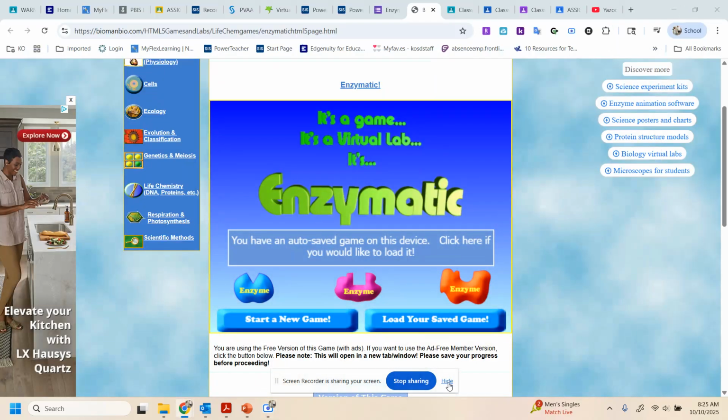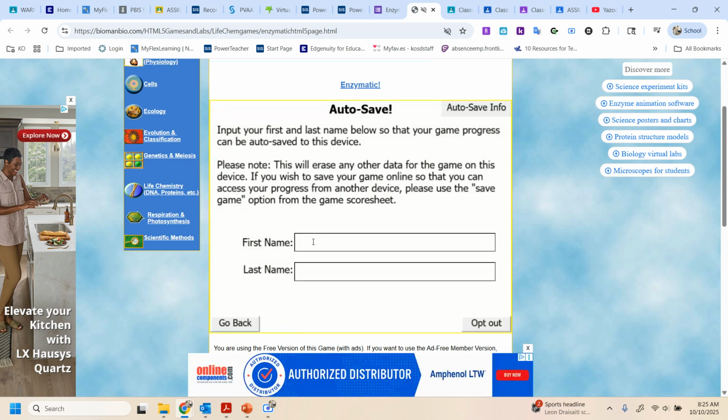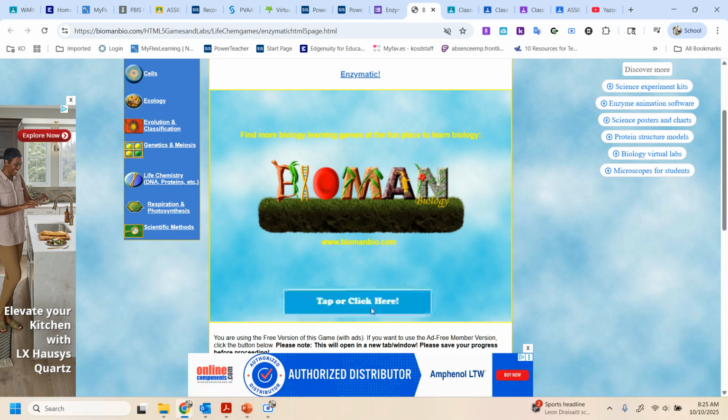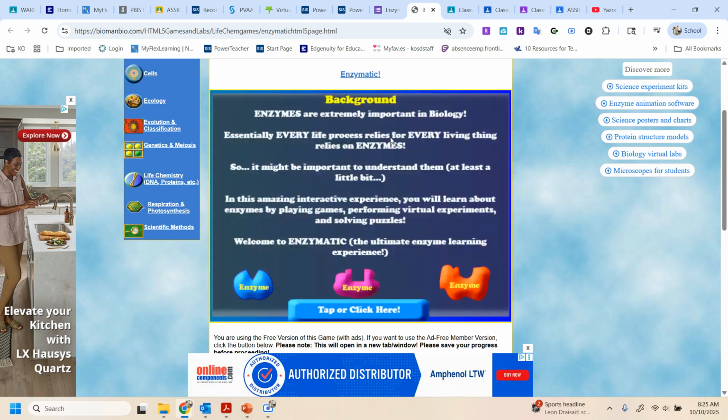Okay, we're going to go through this virtual lab, the Enzymatic, together by clicking Start a New Game. You are going to have to type something for your name, and we're going to click Continue to a New Game. I do not have a touchscreen, so I'm going to click No. Tap or click here, and that's going to give you some background information.